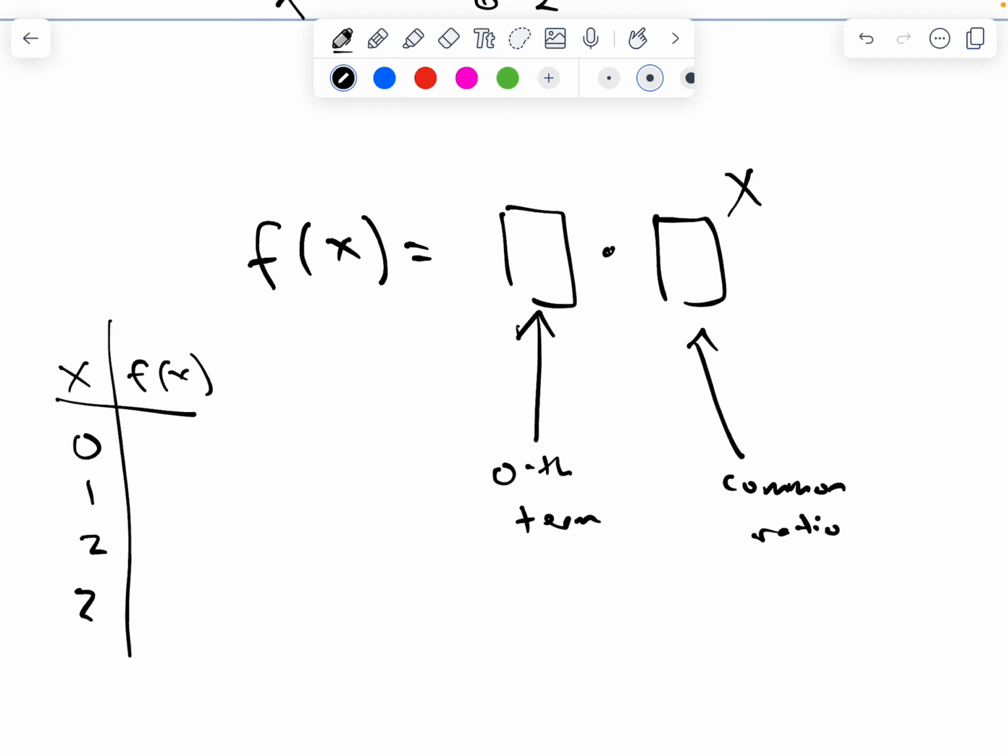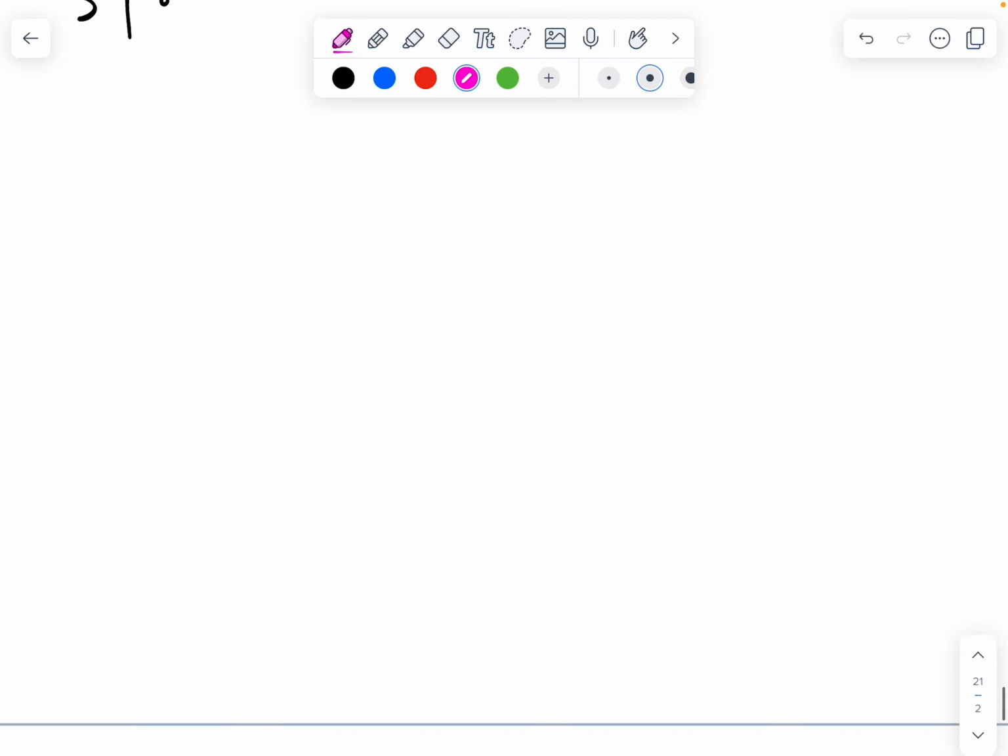0, 1, 2, 3, 10, 20, 40, 80. Okay, what is the common ratio? Each time I'm timesing it by 2, and so the common ratio is 2. What is the 0th term? The 0th term is 10. Okay, let's do another one.